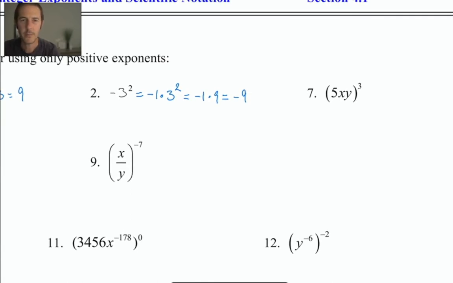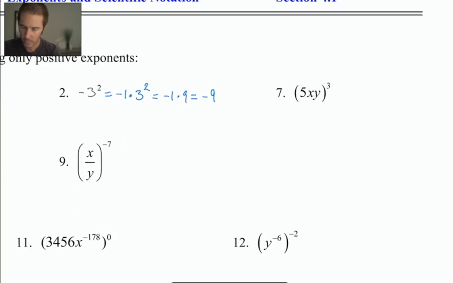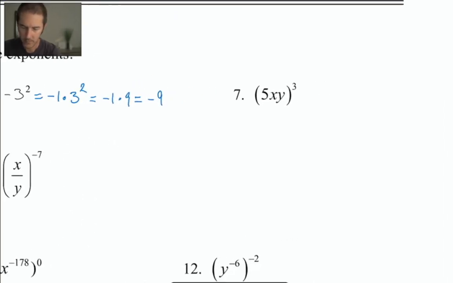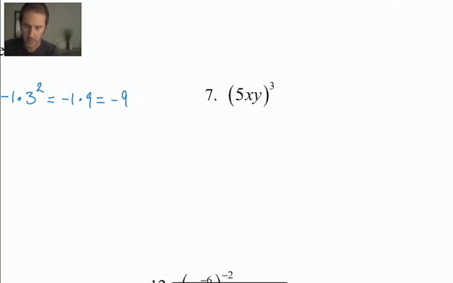In number 7, which does not come after number 2, except for here, but that's okay. In number 7, we're taking this quantity of 5xy and raising it to the third power, and remember what it means to raise something to the third power. It means multiply it by itself 3 times. I'm going to write this as 5xy times 5xy times 5xy.